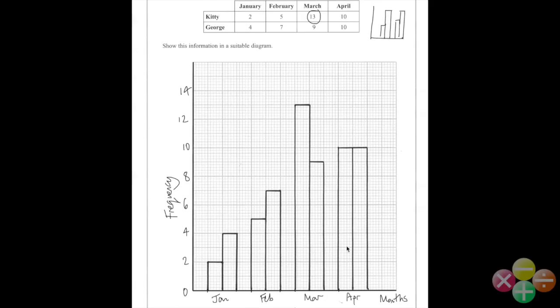Okay, so we've drawn our bars, they're nice and neat, and now we need to just distinguish between Kitty's bars and George's bars. So what we need is a key. So we'll have Kitty and George, and then perhaps we can use a little bit of colour, and we can end up with something that looks like this.